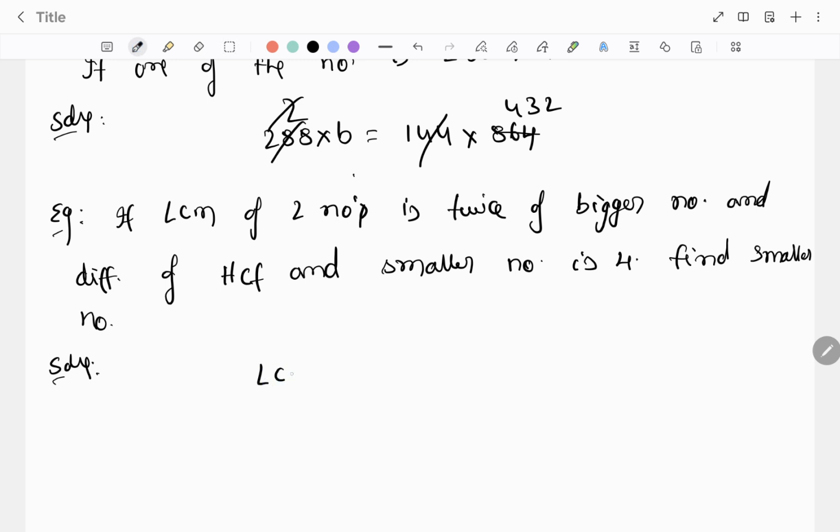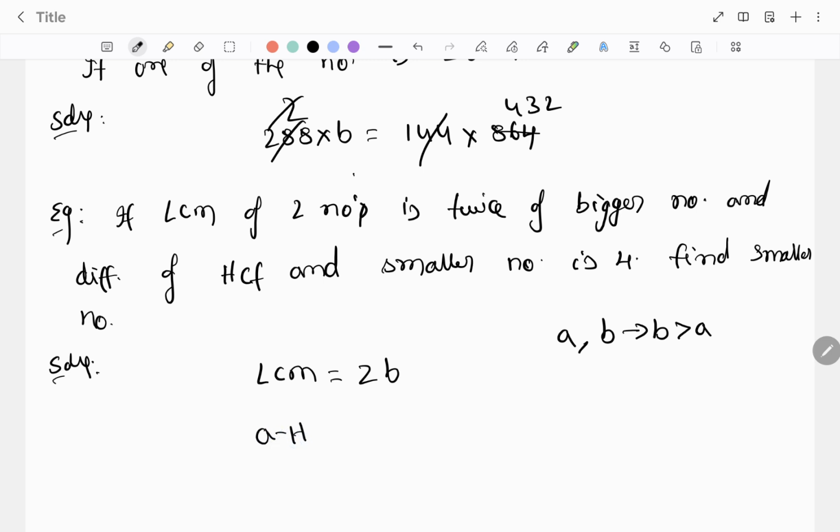Given that LCM is equal to twice the bigger number, and taking the two numbers as A, B where B is greater than A, LCM is 2B. The difference of HCF and the smaller number: A minus H. We should not take H minus A because HCF is smaller than the given numbers. A minus H is equal to 4, then H is equal to A minus 4. They are asking for the smaller number. As we know, the product of two numbers A into B is equal to the product of their LCM and their HCF.